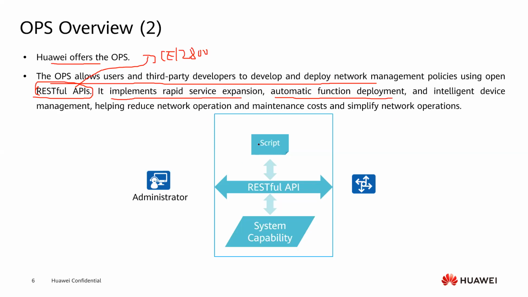So this is the script for the CE device. This is our Python file. The Python file will invoke the RESTful API on the device. And with the system capability, it means you can run the Python script on the local device.